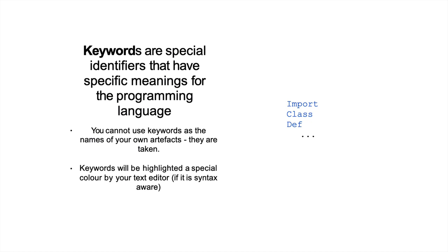Keywords will be highlighted in a special color by your text editor. So if you are using an IDE which has support for your programming language, it will highlight your code, especially the keywords.